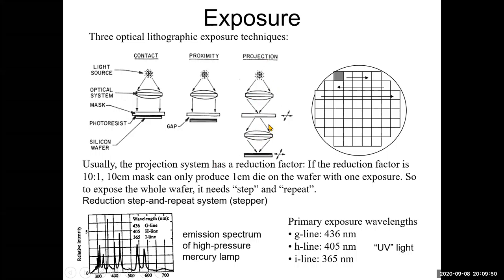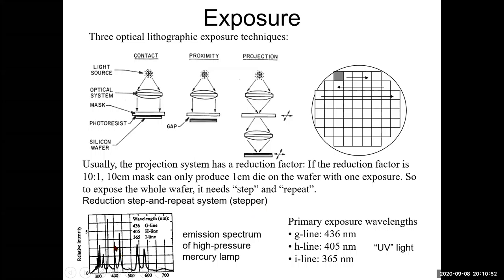Usually this projection system has a reduction factor. For example, if the reduction factor is 10 to 1, then a 10 centimeter by 10 centimeter mask can only produce a 1 centimeter die on the wafer with one exposure. So in order to expose the whole wafer, the system needs to step and repeat. For this reason, this projection system is typically called a reduction step and repeat system, or in short, a stepper. So, totally three exposure techniques: contact printing, proximity printing, and the projection system or stepper.